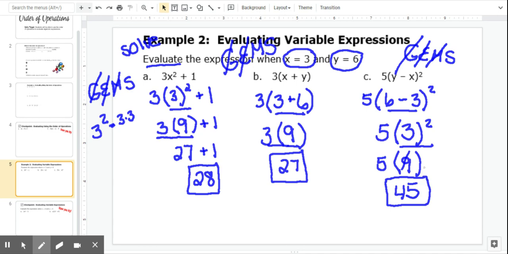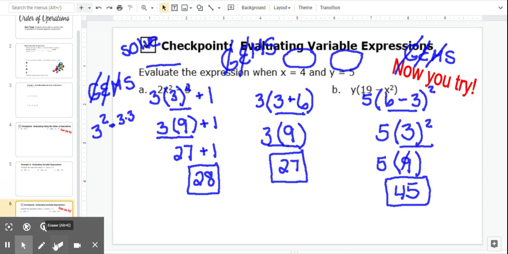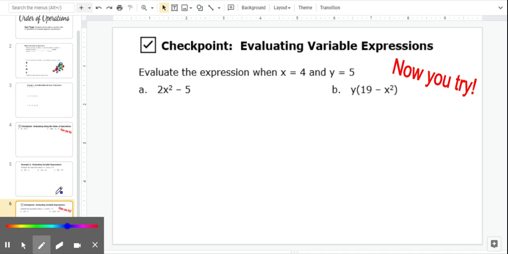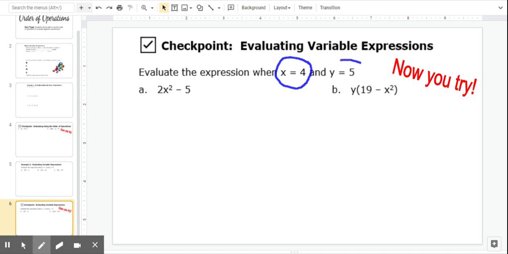So far, so good. Pause your video if you still need to write. Otherwise, I'm going to clear my screen, and we're going to go over 2 problems together. All right, problem A. So I'm going to rewrite the problem. Notice my directions, the numbers have changed. So now I need to evaluate when x is equal to 4 and when y is equal to 5. So for problem A, I'm going to rewrite the problem.